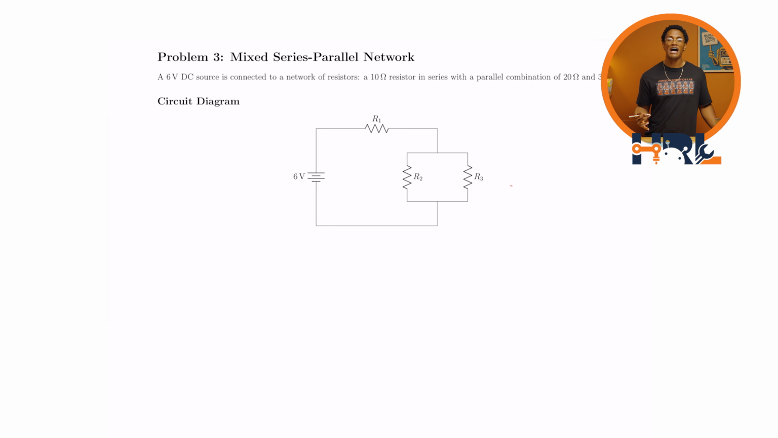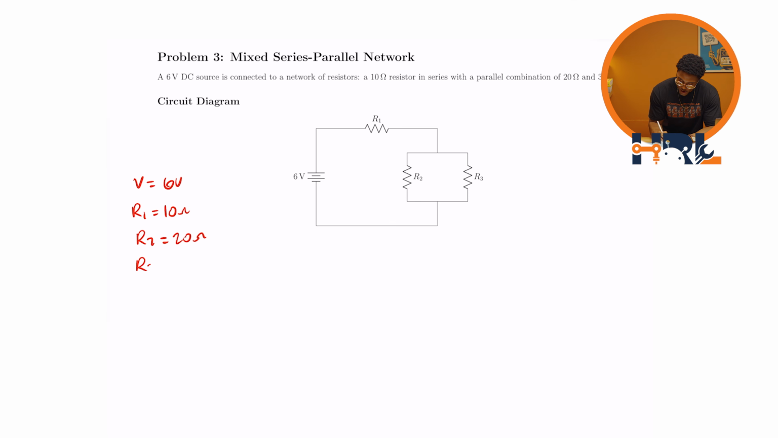So first, when you have a mixed series parallel network, you want to first simplify the parallel connections. So we're going to first simplify this to get the equivalent resistance of the parallel connection and then solve for an in-series circuit. Much easier. Let's start by writing down all the information that's given to us in the problem statement. We have a voltage equal to 6 volts. We have R1 equal to 10 ohms. We have R2 equal to 20 ohms. And R3 equal to 30 ohms.